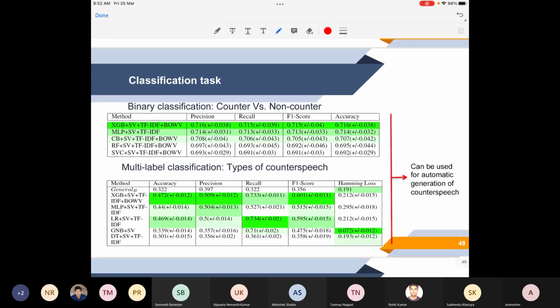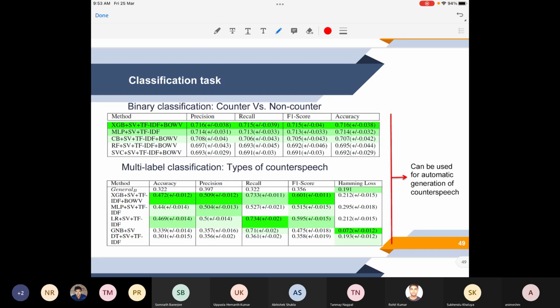Next, we also went on to automatically try to detect whether a given piece of text is counter speech or not. And we did it again.